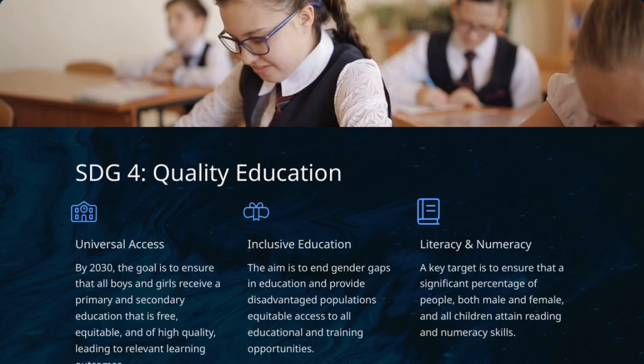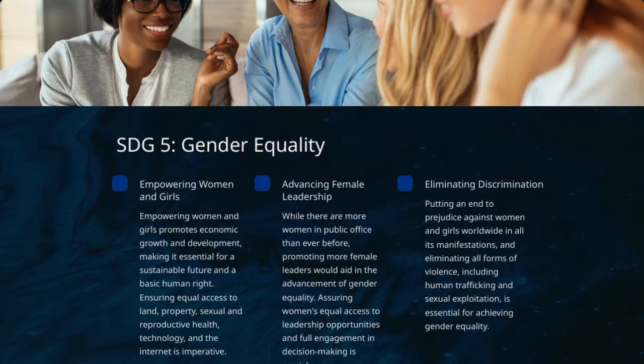This aligns with SDG 4, which is all about quality education. Ultimately, our shared goal is to create an education system that is accessible, inclusive, and capable of empowering every learner to reach their full potential. Achieving gender equality is about more than just numbers. It's about ending prejudice against women and girls in all its forms around the world.